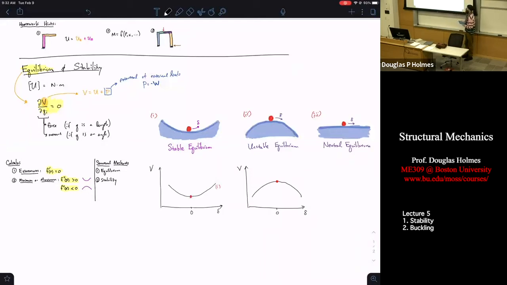I have a question. Yeah. So for the stability, is the positive one going to be... never mind, I'll answer my own question. The positive one is going to be the stable equilibrium, right? And the negative is going to be unstable. Exactly. Gotcha. That's exactly right.